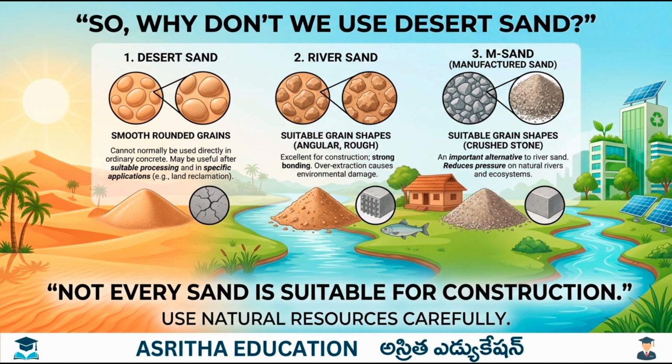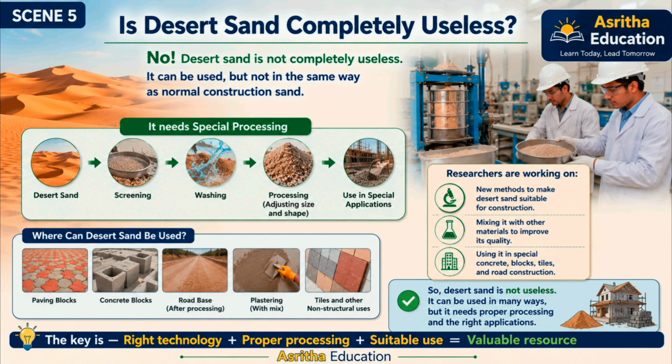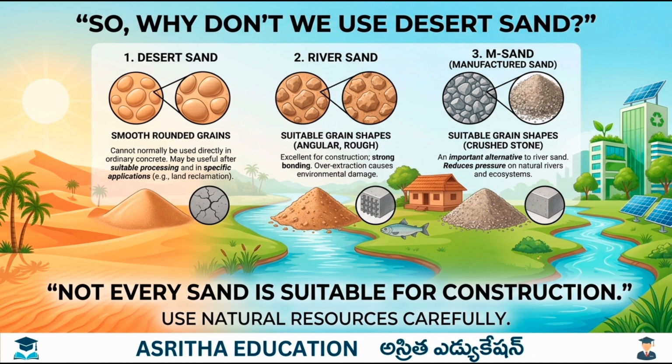So, now we know the answer to our question. Desert sand is available in huge quantities, but not every type of sand is suitable for construction. Desert sand is usually very fine, smooth and rounded. Because of its shape and size, it does not work well as a direct replacement for normal construction sand. However, researchers are finding new ways to use desert sand through special processing technology.